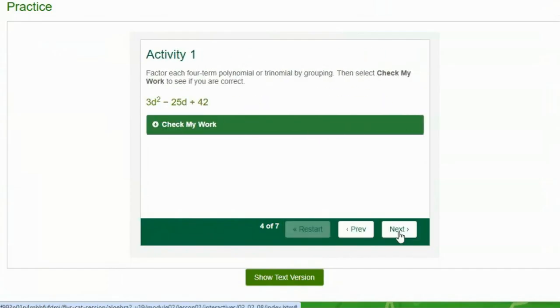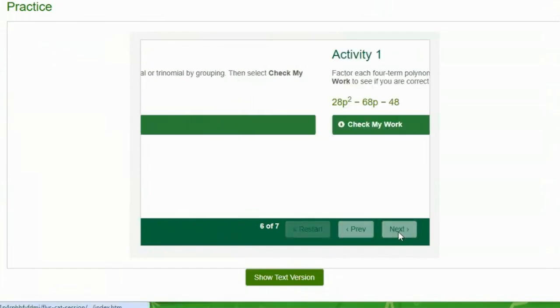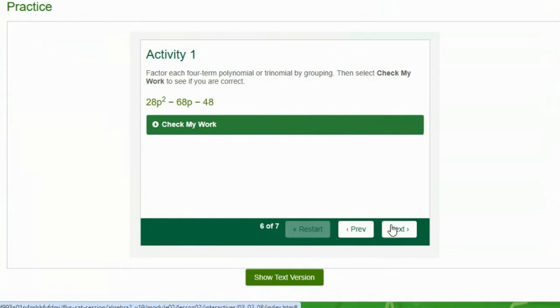Let's look at this one. No, I want that one. What's the one I want? Oh, I want this one.